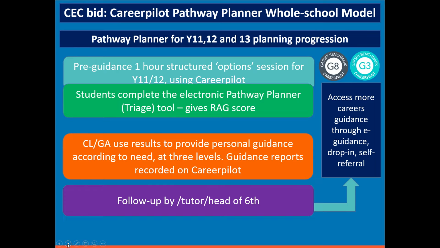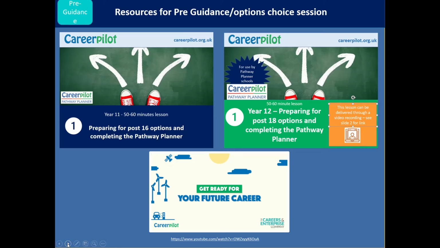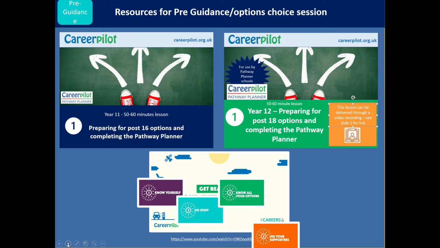So that's the model. We've piloted it. We've got lots of research results to show its impact. So I'm going to run you through how that looks in reality. Okay, just to say, we have designed presentations for that preparation session, the option choice session. So we've got them for year 11 and we've got them for year 12 as well. We've also got an animated video that explains how young people can manage their future career. And that identifies 4 things: know yourself, do stuff to build your CV and your skills, know all your options, use your supporters. And then in these presentations, we show them how they can do that.